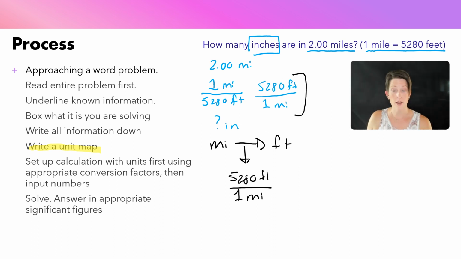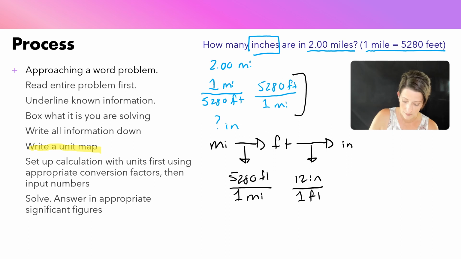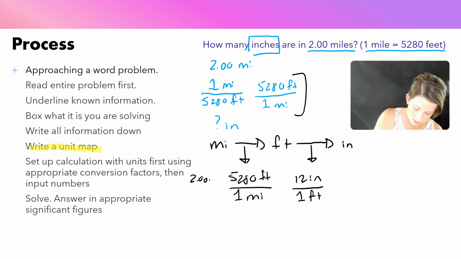Now feet are not inches, but I know how to get to inches from feet. So from feet, I can get to inches. I know there are 12 inches in 1 foot. Inches is what I'm looking for. So now I'm ready to set up the calculation. So I have my units in. Now I'm going to put in what it is I'm starting with, 2.00 miles. I'm going to connect everything.